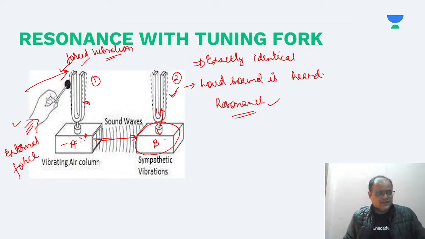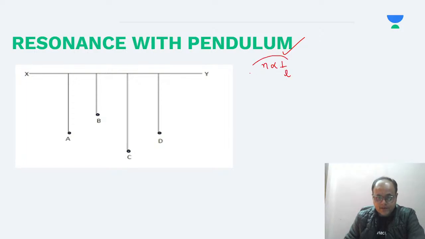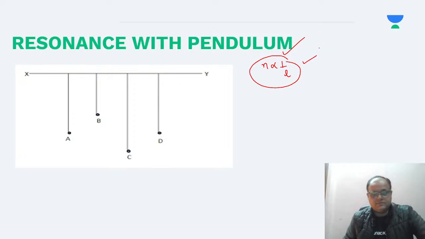Now, let us take one more example. I have not mentioned it in the slides, but let us take one more example of that pendulum. It's a very popular example. Before understanding this example, let me tell you one thing, that the natural frequency N is inversely proportional to L. We have discussed this in part 1. The natural frequency is inversely proportional to L.